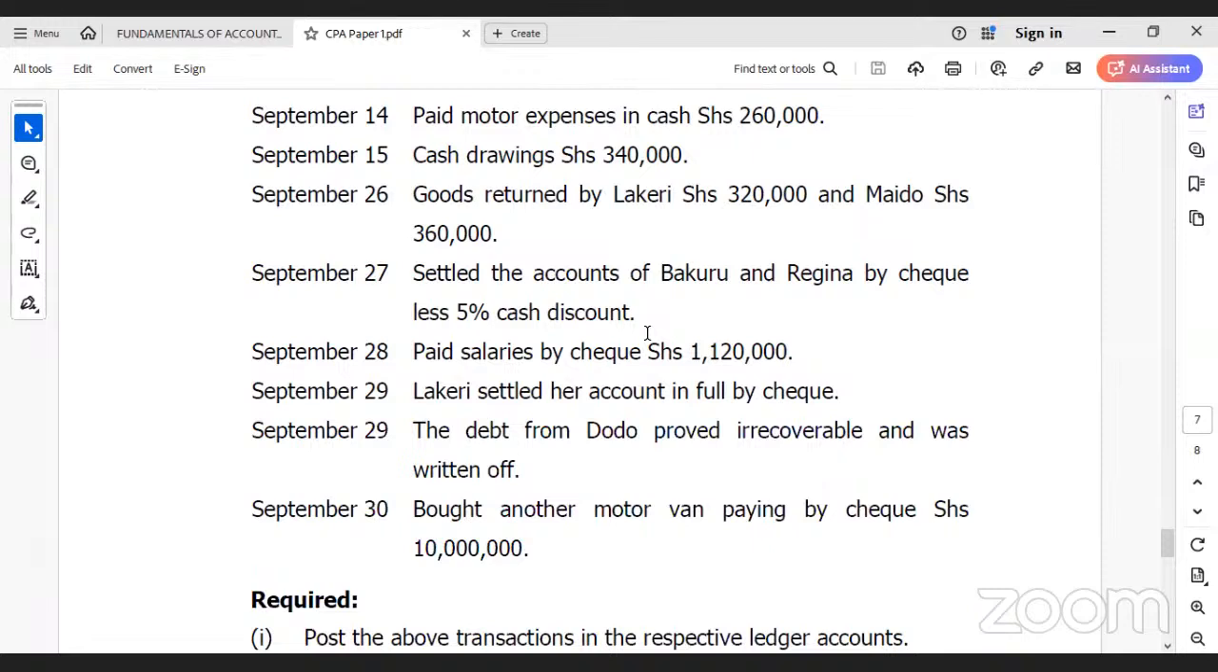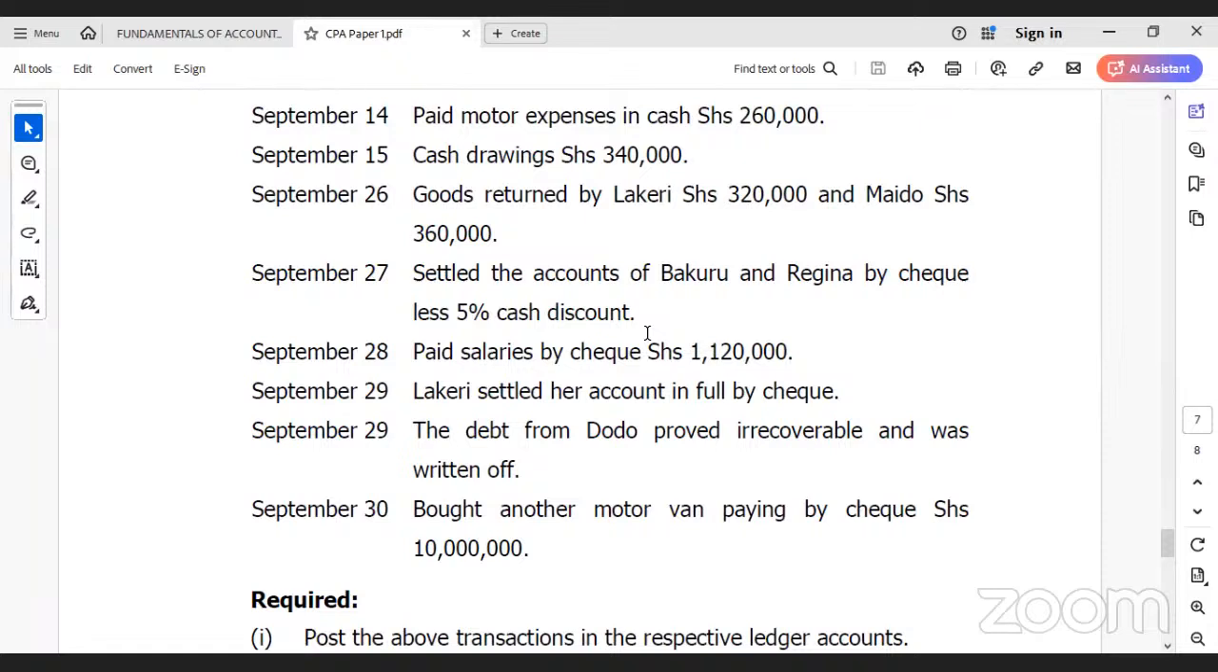On 29th, the debt from Dodo proved irrecoverable and was written off. On 30th, bought another motor van, paying by check, shillings 10 million. Required, number 1, post the above transactions in the respective ledger accounts.